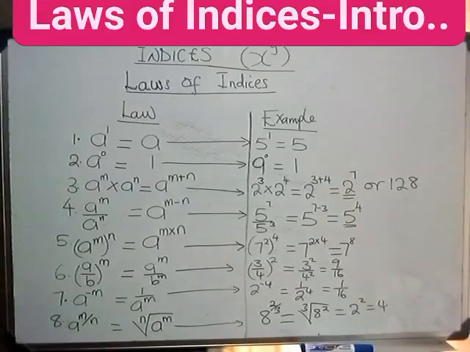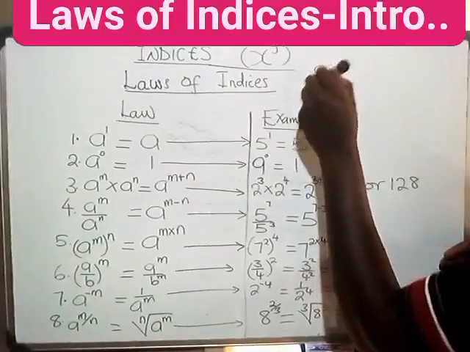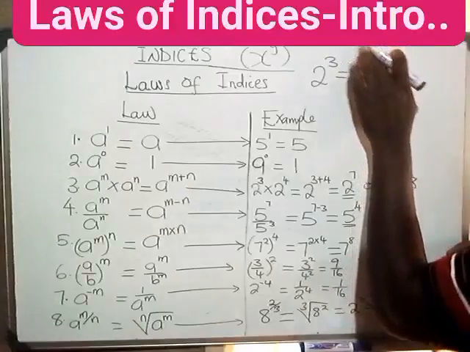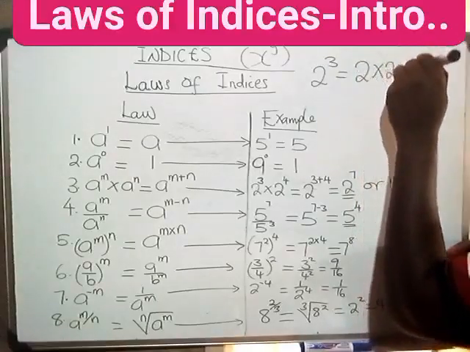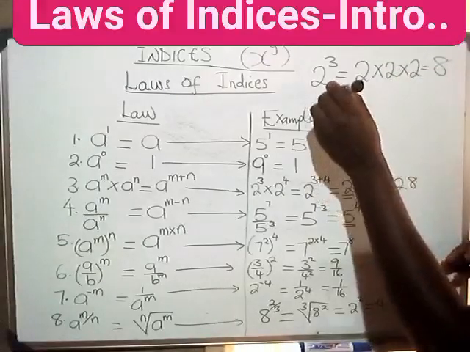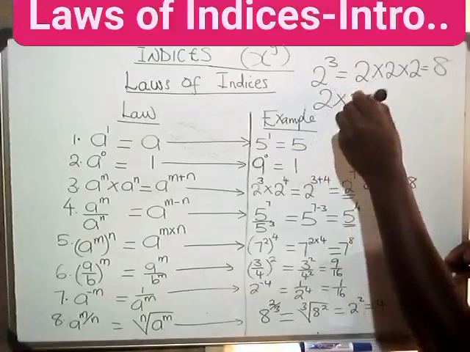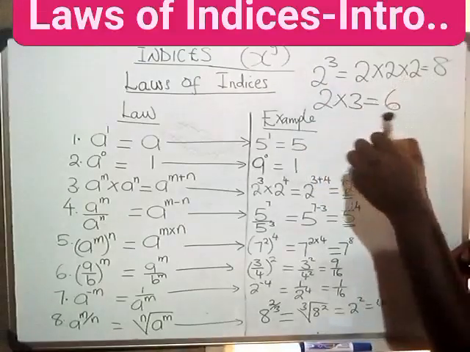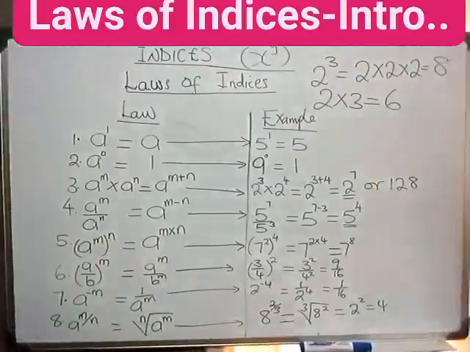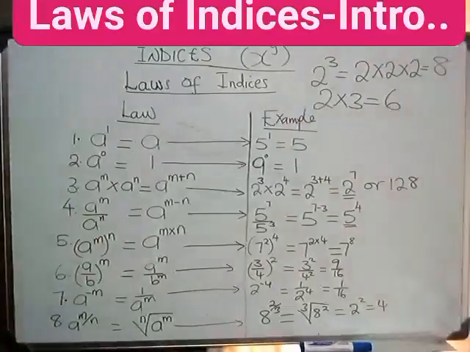For example, if I were to write 2 to the power 3, this tells us that this is 2 multiplied by 2 multiplied by 2, and we have the answer 8. 2 times 3 is 6, and 2 to the power 3 is not 6 but 8. So there must be a difference. If you say 2 to the power 3 and 2 multiplied by 3, they are two different things.